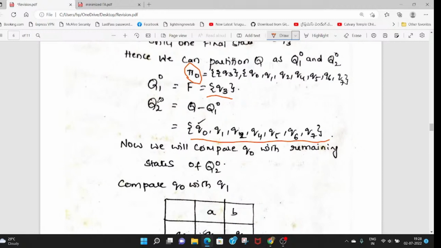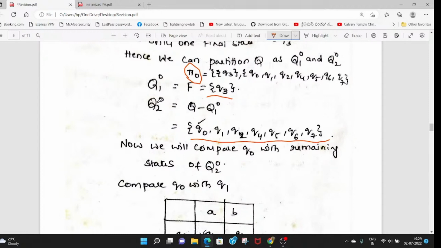Now Q1 0 means, at the 0th level, I have only one final state. I need not compare that state, I just leave it. For Q2, I am having more than one state. So I'll start the comparison with Q0 with Q1, Q0 with Q2, and Q0 with Q4, Q0 with Q5, Q6, and Q7. And I'll find out whether all these states stay together in a single group, or else whether it can be split into different groups.